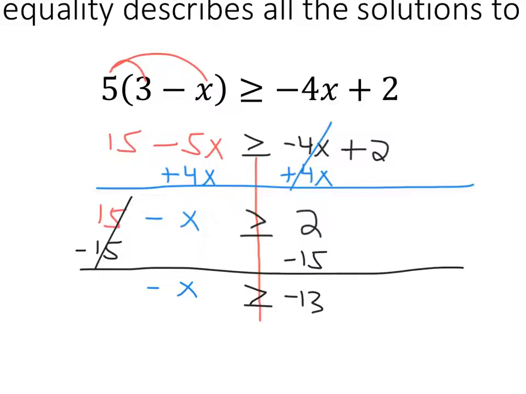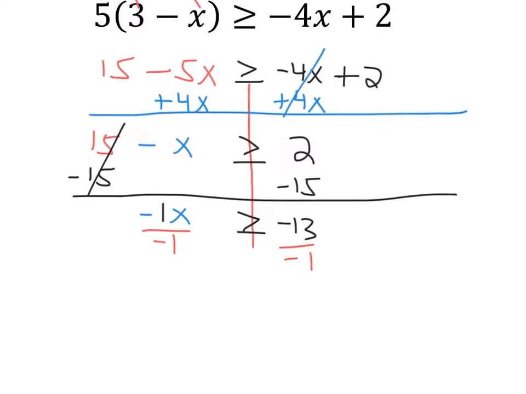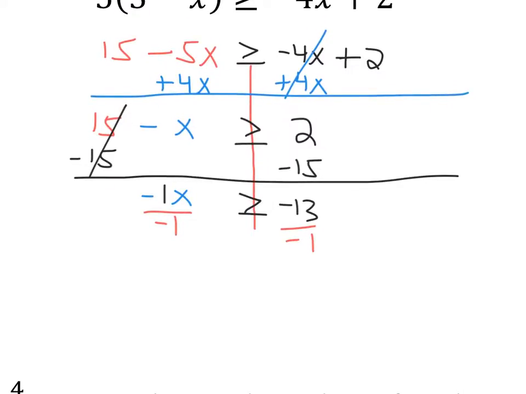All right, so since we have just the negative, remember there is an invisible 1 here. So we are going to be dividing by a negative 1 on both sides to get rid of the negative. Because we're not interested in what negative x is greater than, we are interested in what x is greater than or equal to.